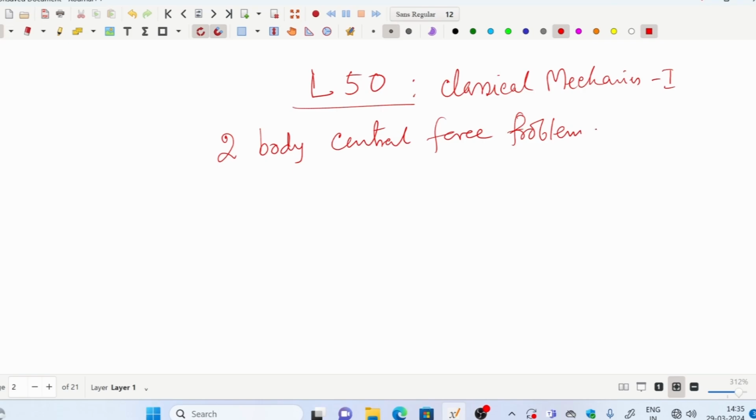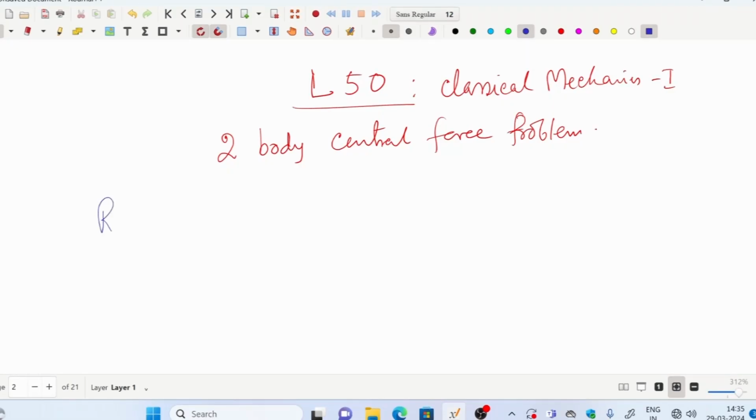Okay. So, central force means that the potential from which the force is obtained depends only on the magnitude of the position vector. It does not depend on the direction. So, this is the central force, and in the last lecture we considered the two-body central force problem. So, let me recap a little bit.